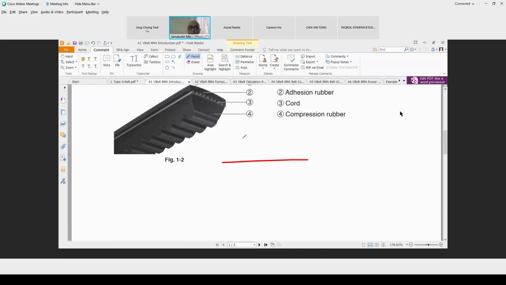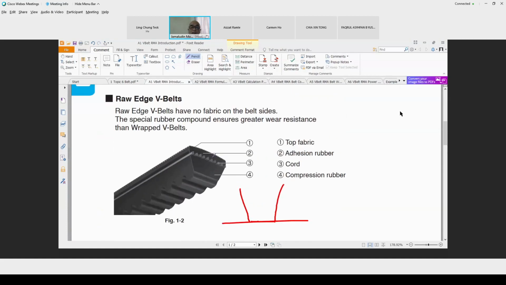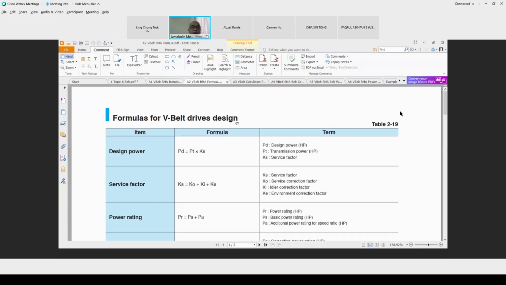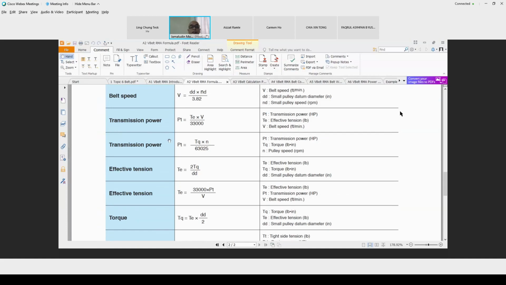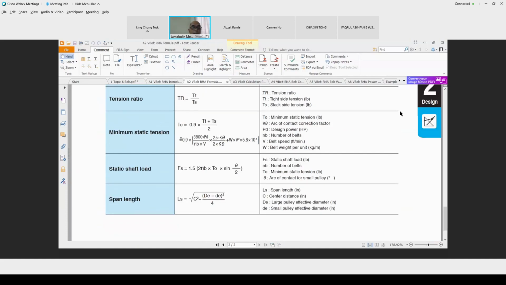Let's say we can have this, AX. This is different, there are two types of belt. Second, remember you should have everything, the formulas. This is the formula that may be used afterward, because this formula sometimes is a bit different from the theoretical value.